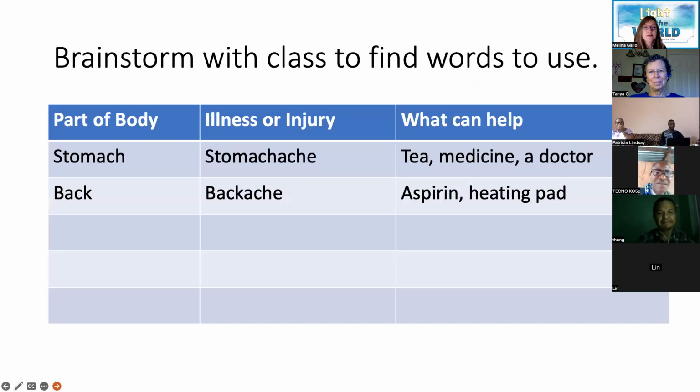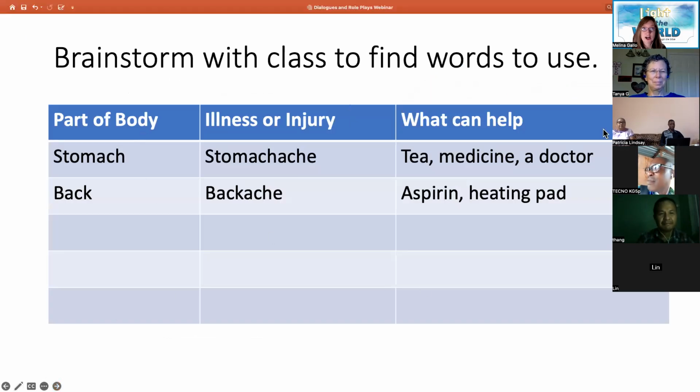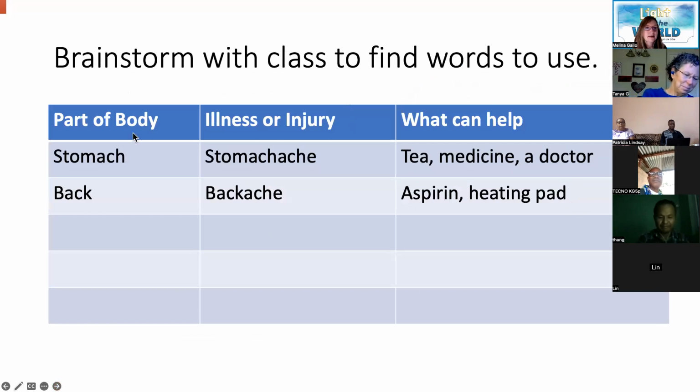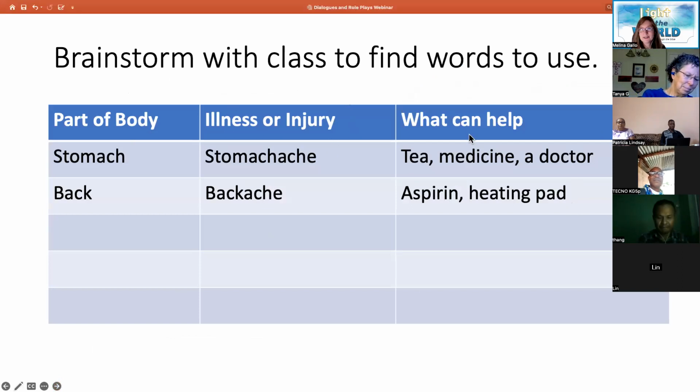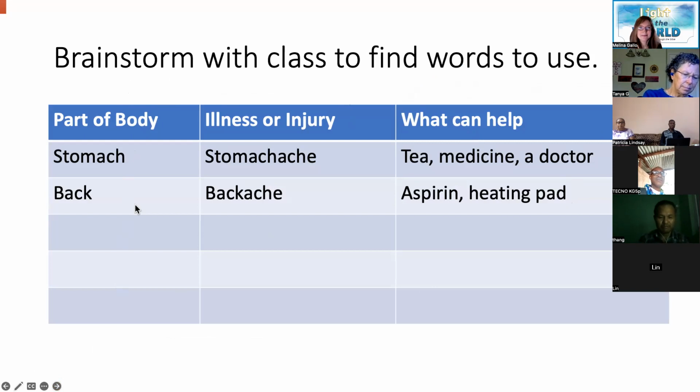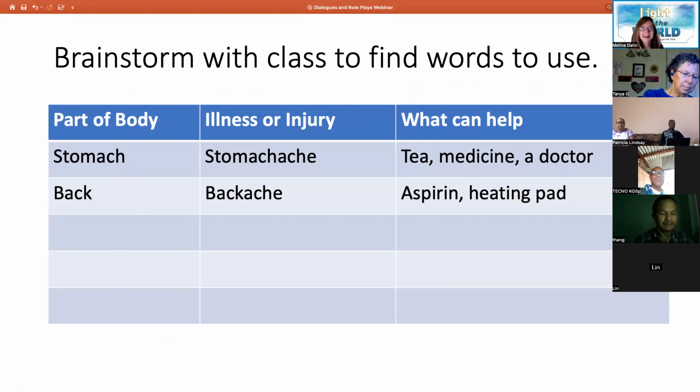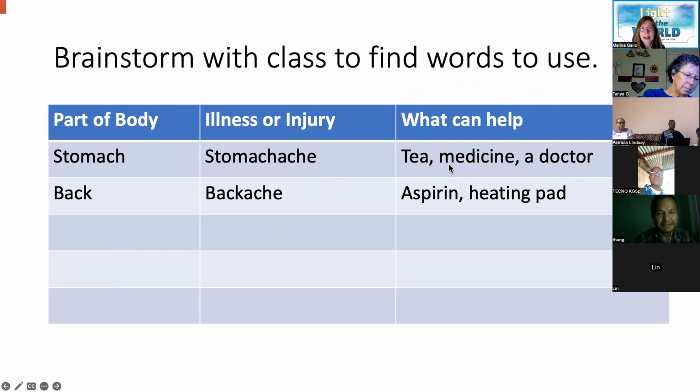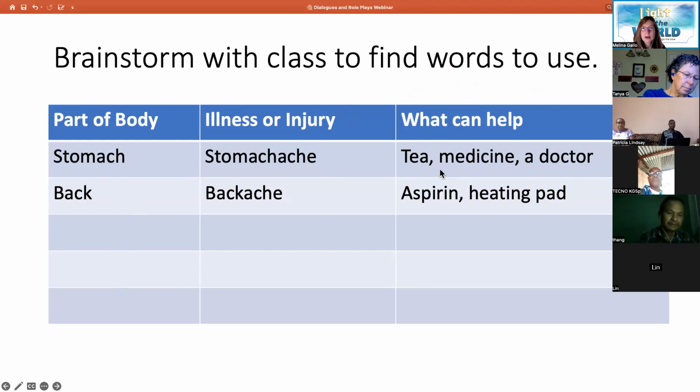Now, another thing we can do is put a chart up on the board with the 3 blanks we need to fill in. So we can brainstorm with the class about different parts of our body that can be malfunctioning. So here you can see we did stomach, and we call that a stomach ache. And then what can help?